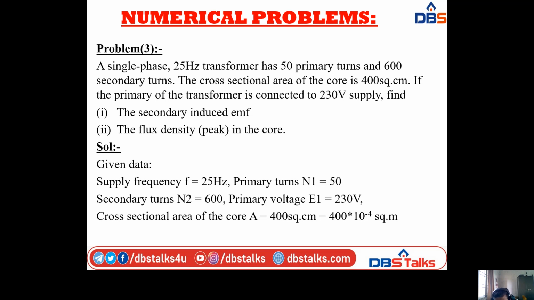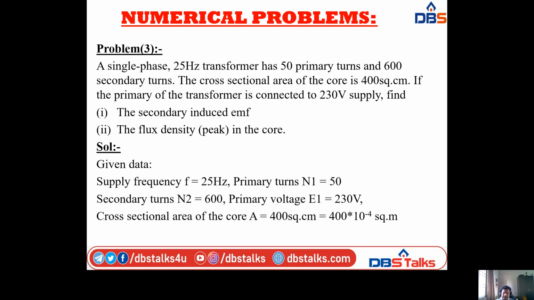So go for another problem, that is the third problem. A single phase 25 Hz transformer has 50 primary turns and 600 secondary turns. The cross sectional area of the core is 400 square centimeter. If the primary of the transformer is connected to a 230 volt supply, find the secondary induced EMF, and second, the flux density. So go through the problem.